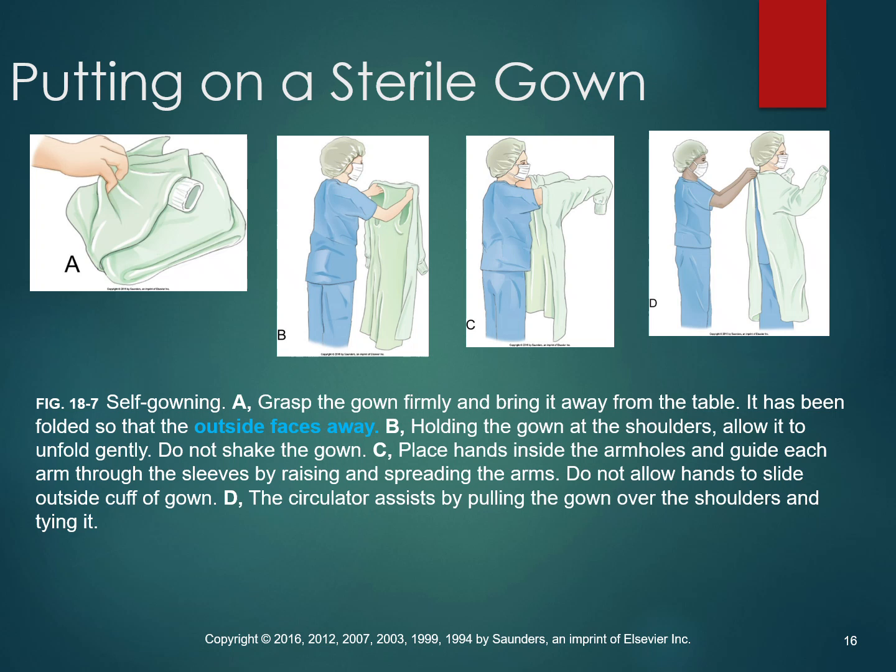In C, you place hands inside the armholes and then guide each arm through the sleeves by raising and spreading the arms. Do not allow the hands to slide outside of the cuff of the gown. So notice her hands are not outside of the cuff of the gown. And then the circulator nurse or assistant assists by pulling the gown over the shoulders. And then there's a tab that would be given to the nurse to hold. The person that's gowning turns around, can grab the tie, and then the gown is tied.